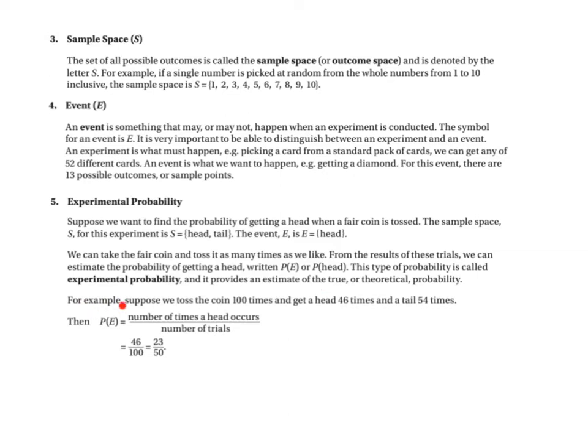So for example, here, suppose we toss a coin 100 times and get 46 heads and tails 54 times, then we can say the probability of the number of heads occurring is equal to 46 over the number of trials, which is 100, which is equal to 23 over 50. Now that's roughly half, which is what we'd expect on a theoretical level if the coin was fair. And we also have statistical analysis to check whether or not the coin is biased.